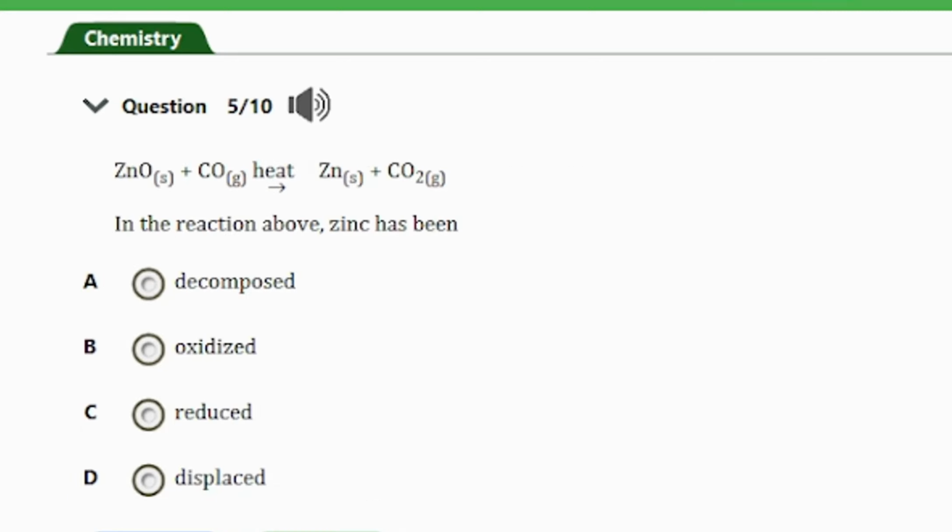So let's consider the next question. Question number 5. It says, in the reaction above, zinc has been A, decomposed, B, oxidized, C, reduced, D, displaced. So guys, looking at this from this equation, remember that oxidation is addition of oxygen and reduction is removal of oxygen. So guys, in this equation given here, you see that oxygen was removed from the zinc oxide here, and this shows a reduction. So that's option C here, and that's the answer to this question.